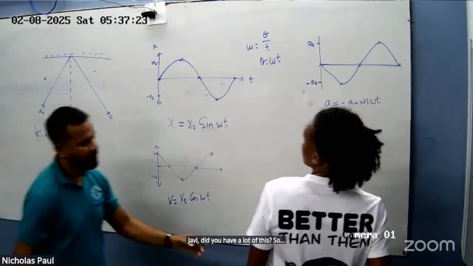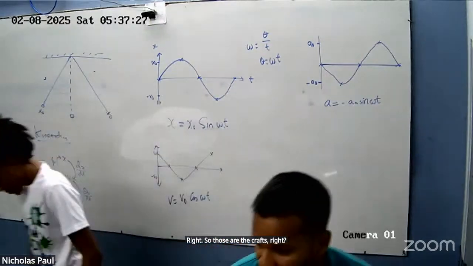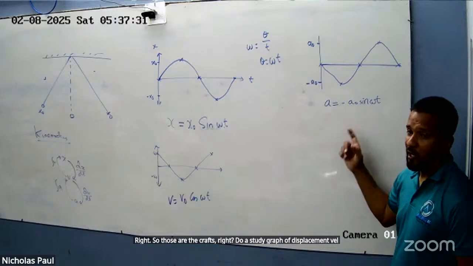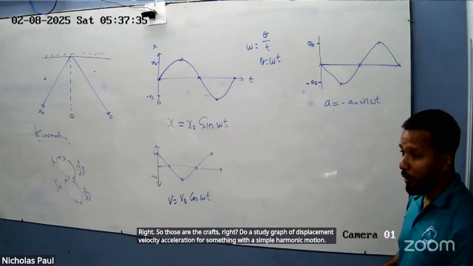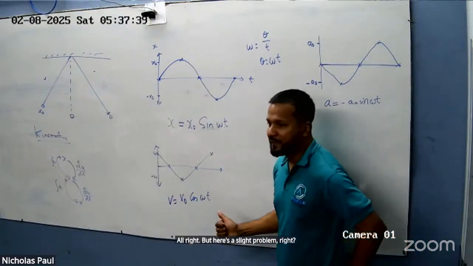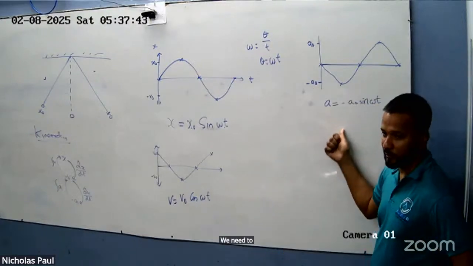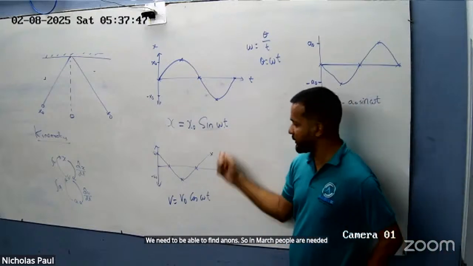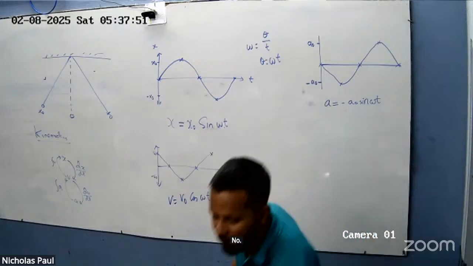Right. So those are the graphs of displacement, velocity, and acceleration for something moving with simple harmonic motion. But here's a slight problem: we need to be able to find V naught and A naught. So the math people are needed to differentiate this.